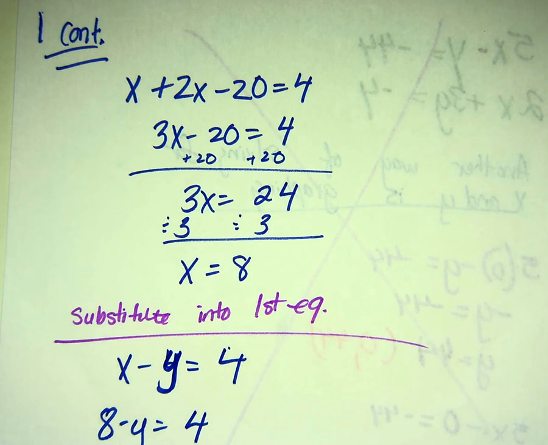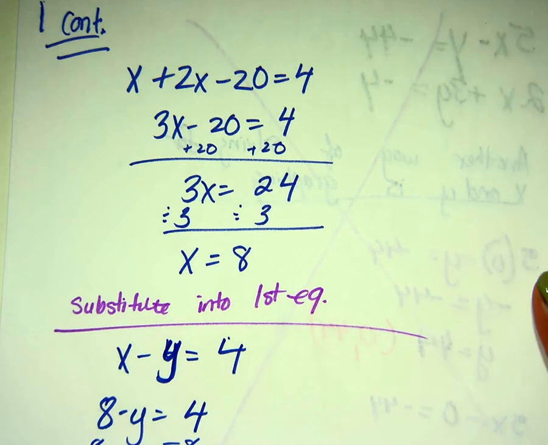Combine your like terms. So we're combining the numbers that do not have letters or variables. Notice how the 4 is already isolated, so that's the reason why we're plusing the 20 on both sides. So now we got 3x equals 24. To isolate the variable of x, divide both sides by 3, and we got our x right here. But wait, there's more. We also have to go back and solve for y.